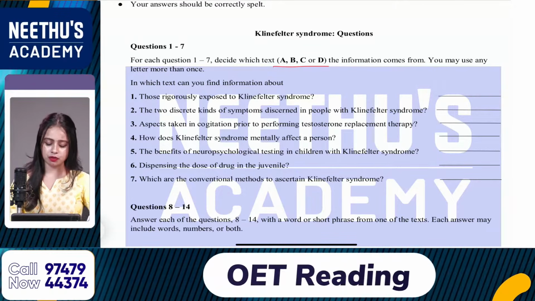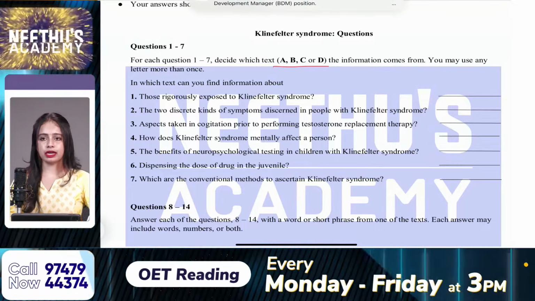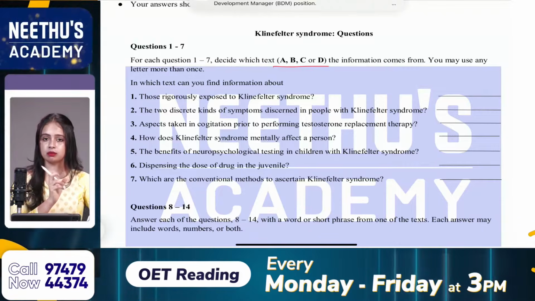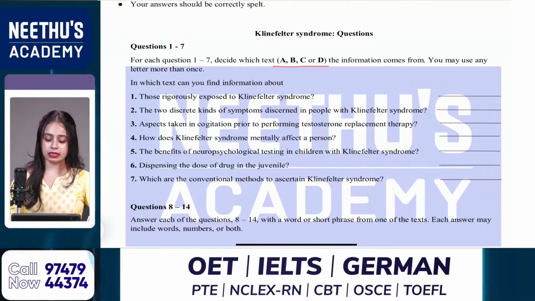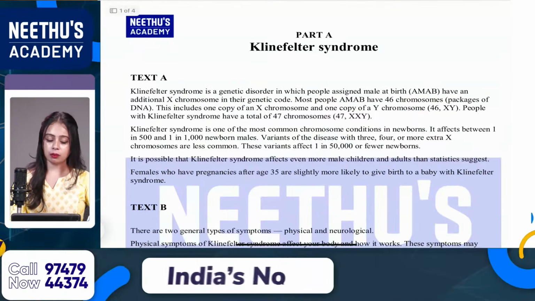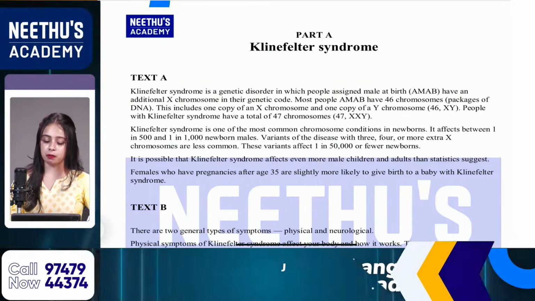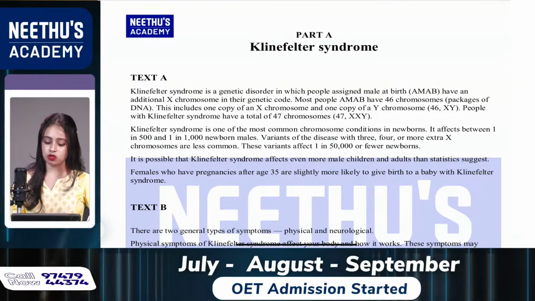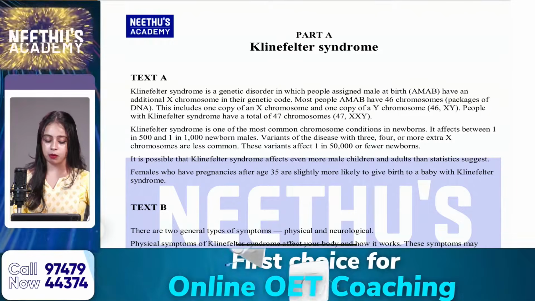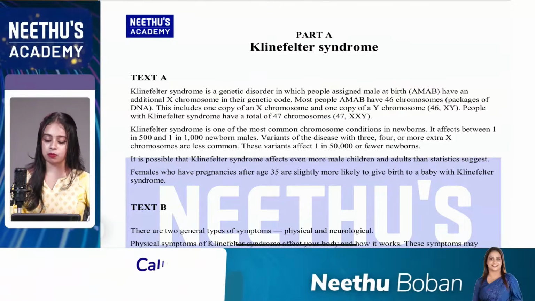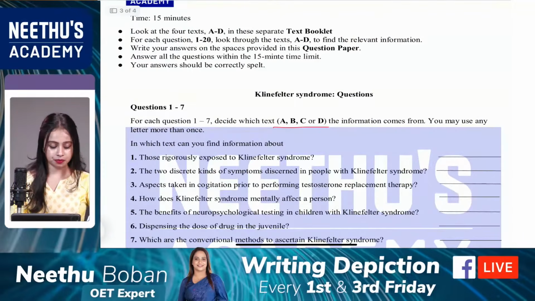So where does that answer come from? Prevalence, or I can say the affected people. Yes, that is the most apt word for this: rigorously exposed to Klinefelter syndrome. So affected people, it is all about text A. See the first and second paragraphs, it's all about the affected people. This genetic disorder in which people assigned male at birth have an additional X chromosome. That's all about the first and second paragraphs. Newborn males, as well as it is possible that Klinefelter syndrome affects even more male children. So text A is all about the affected people. So I can say that the answer is from text A.